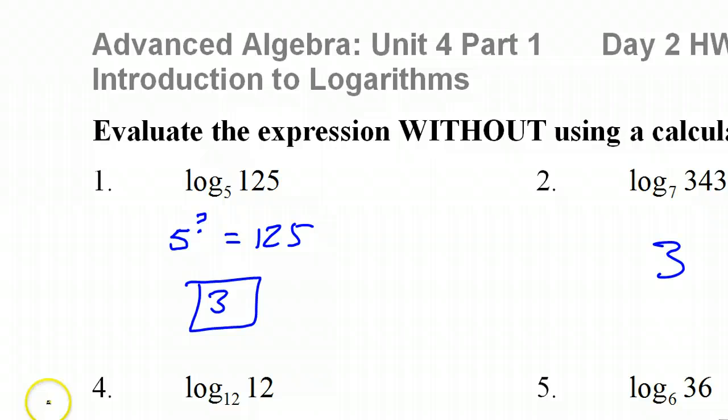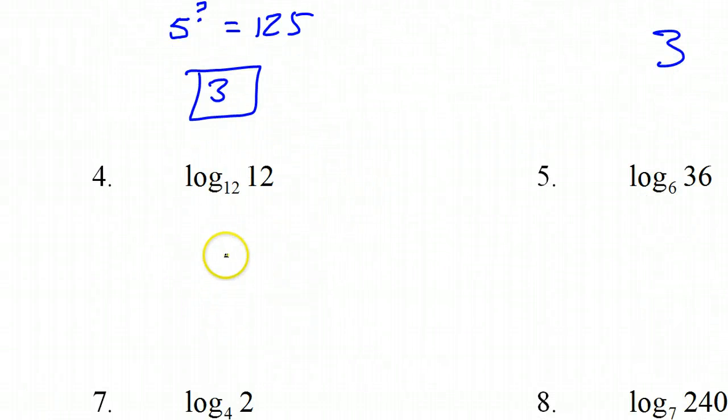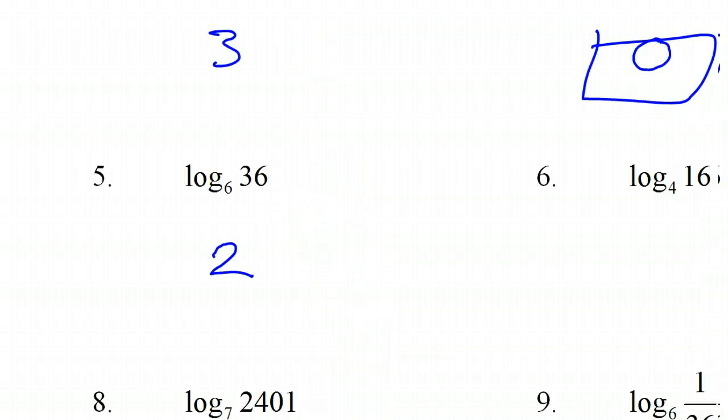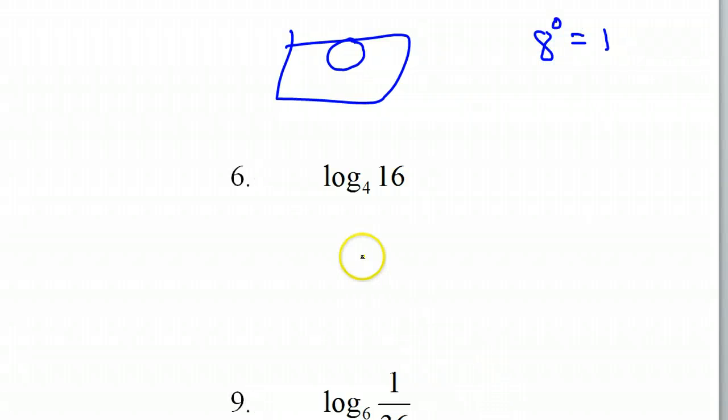Alright, number 4. This is going to be 1. Alright, 12 to the 1 power gives you 12. Alright, this will be 2. The power that changes 6 into 36 is 2. Alright, there's not much to explain on these problems. This is also going to be 2, because 4 to the second power gives you 16.